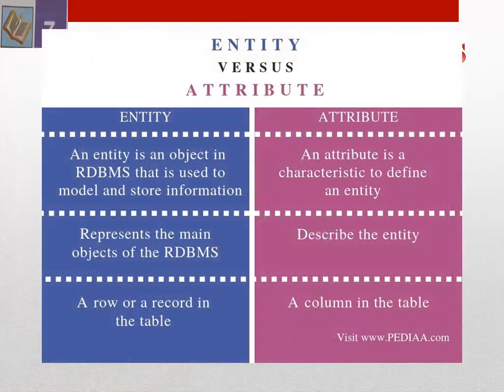So here is the difference between the entity and attribute. An entity is an object in RDBMS that is used to model and store information. An attribute is a characteristic to define an entity. Entity represents the main objects of the RDBMS. An attribute describes the entity. Entity is a row or a record in the table. An attribute is a column in the table. So this is the difference between the entity and the attribute.